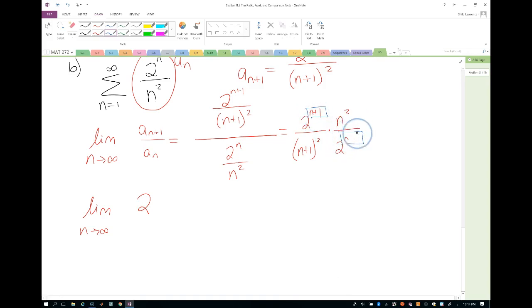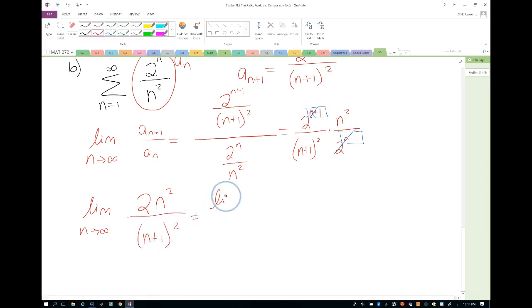And we can only cancel out the smaller number. So I can cancel out n of them from each position, and I'll be left with 1 additional in my numerator. And then we also have the n squared, and then we have n plus 1 squared.